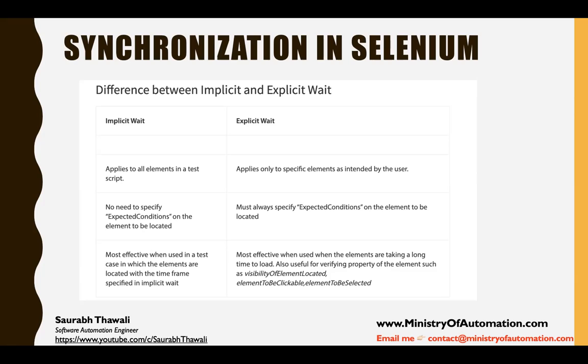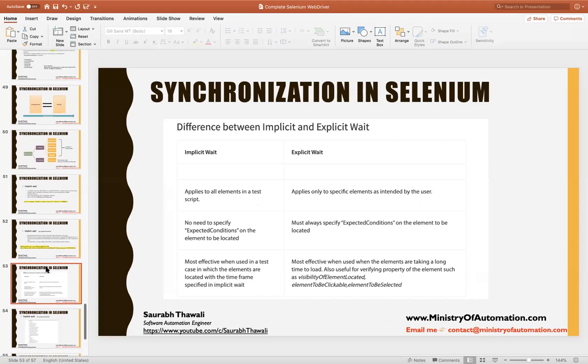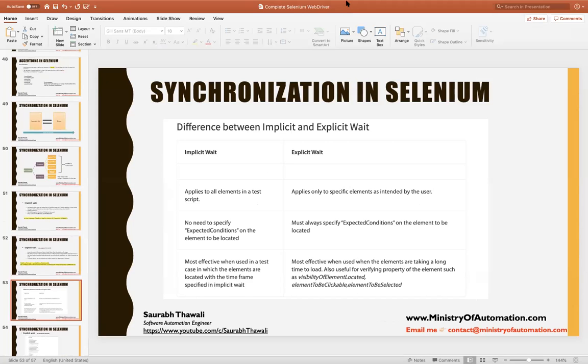You will say, let me handle some special elements using explicit wait. It is most effective when used for elements that take a long time to load. It is also useful for verifying a property of such an element, because we write a condition there. So it is also useful to check a specific property of that element. Now let's go back and see the example.